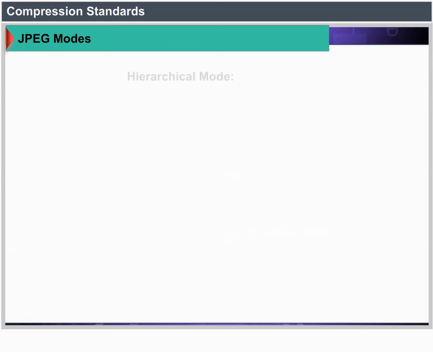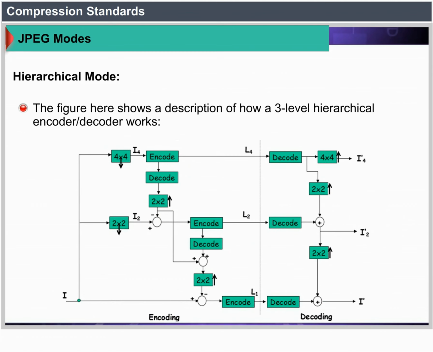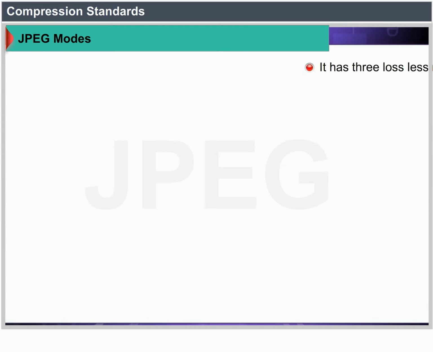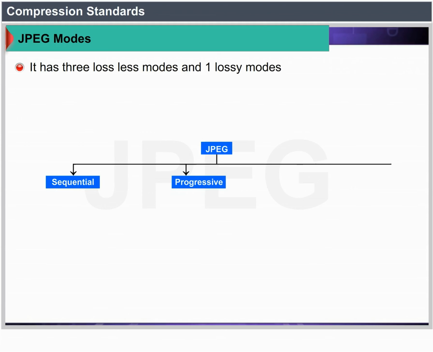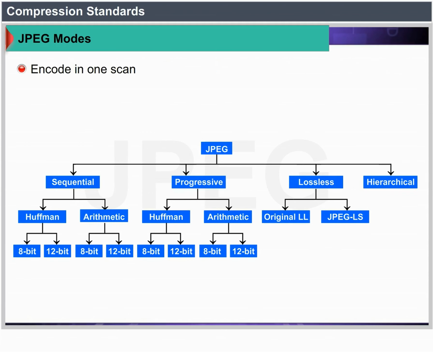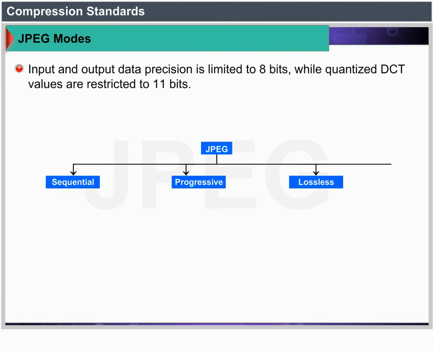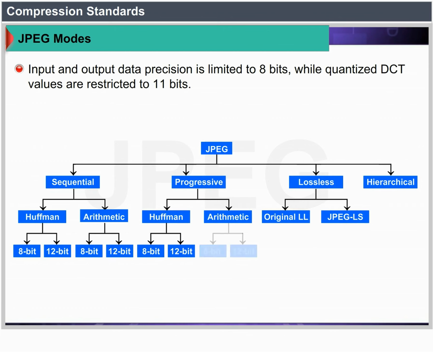Hierarchical mode. Used primarily to support multiple resolutions of the same image, which can be chosen depending on the target's capabilities. The figure here shows a description of how a 3-level hierarchical encoder/decoder works. It has 3 lossless modes and 1 lossy mode. Sequential baseline encoding. Encode in 1 scan. Input and output data precision is limited to 8 bits, while quantized DCT values are restricted to 11 bits.